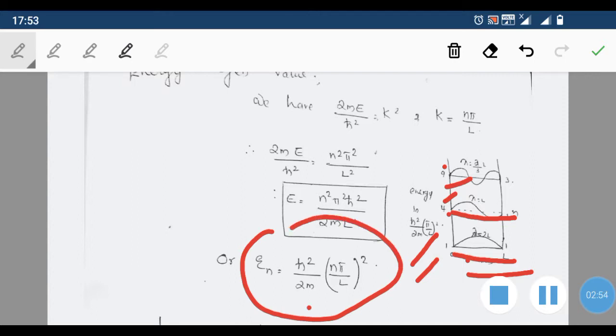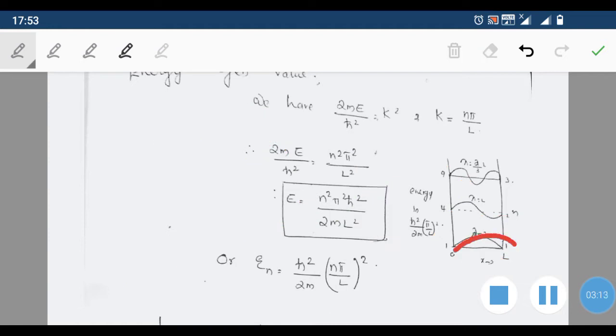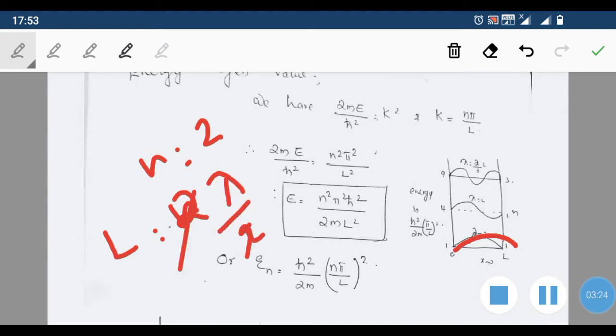And in the first case, when n is equal to 1, we have L is equal to n lambda by 2, so this becomes L is equal to lambda by 2. So the total length contains only half of the wavelength. That is the first figure. In the second case, when n is equal to 2, L is equal to 2 into lambda by 2, that is equal to lambda, and that corresponds to this case, where the total distance contains one wavelength.